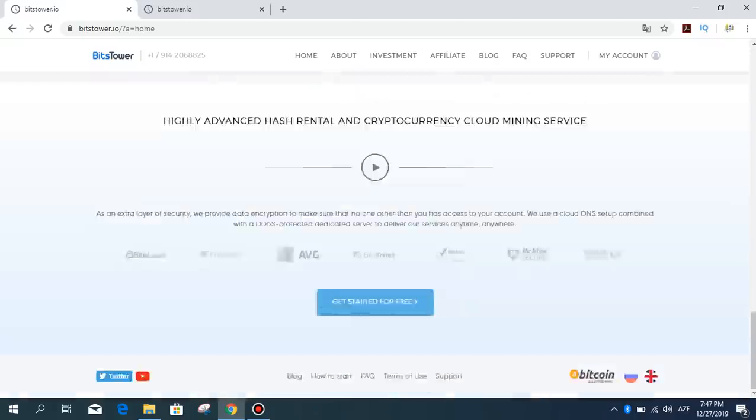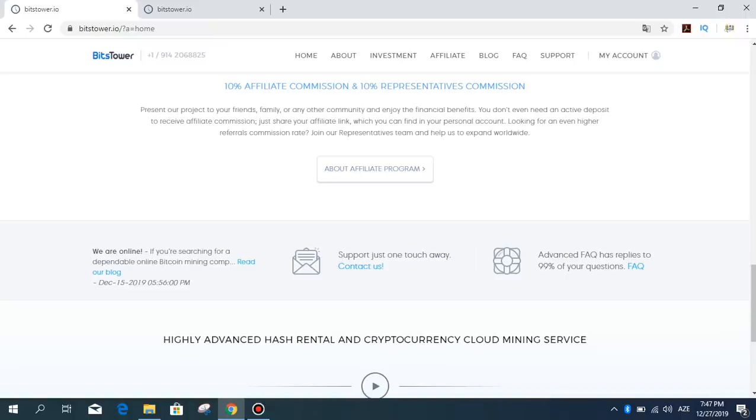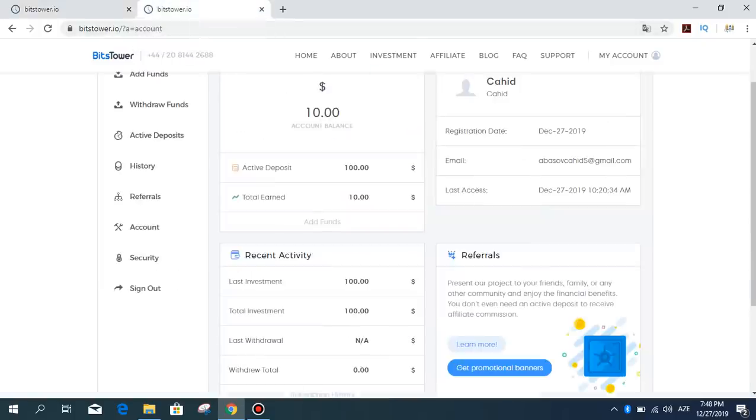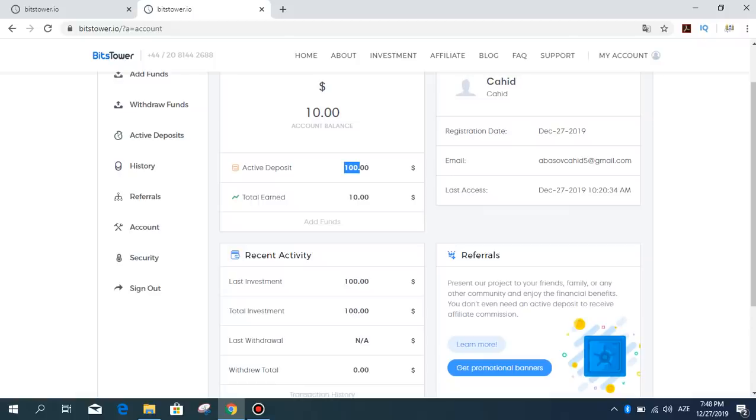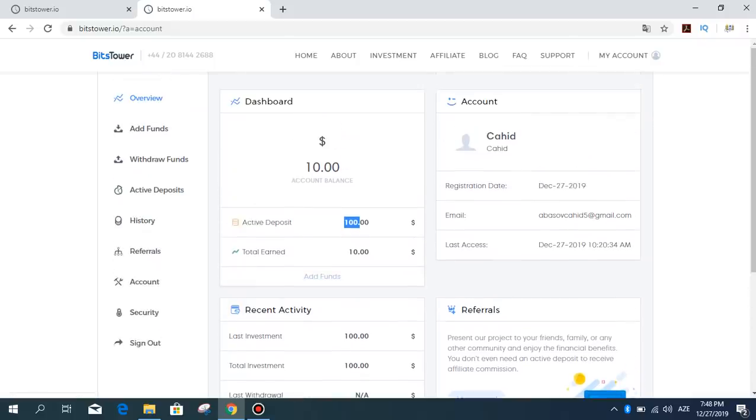Other information: I have registered with this system and I have $100 worth of investments. Let's go in now. This is my admin panel. Please look at this account. My active deposit is $100 and I have earned a total of $10 today. Last investment, total investment area, withdraw funds, active deposit history, referrals, account security areas and sections are on this side.